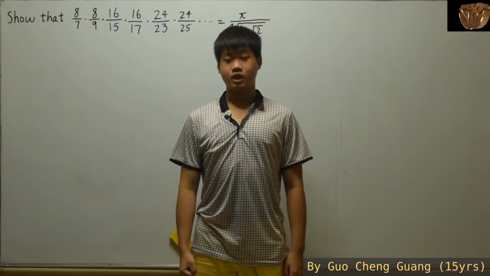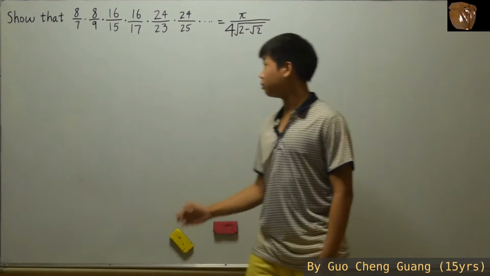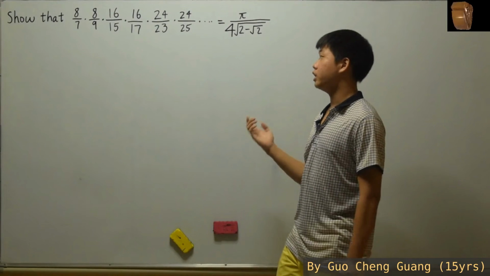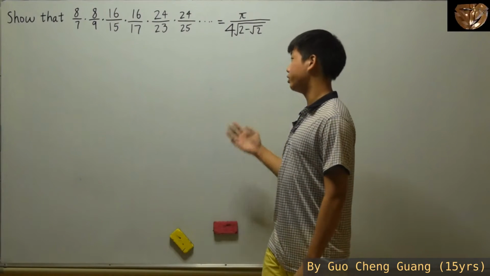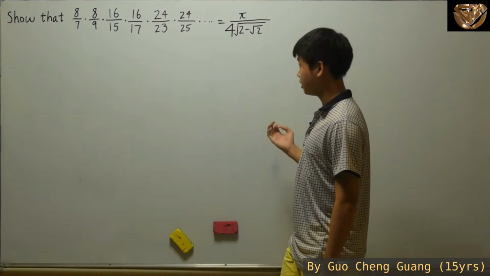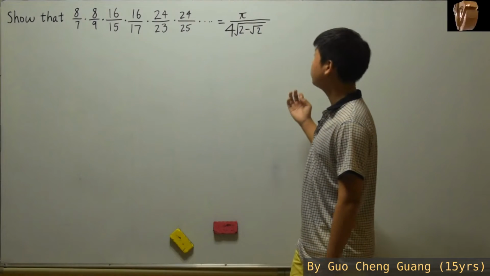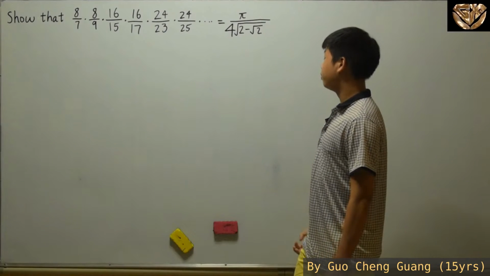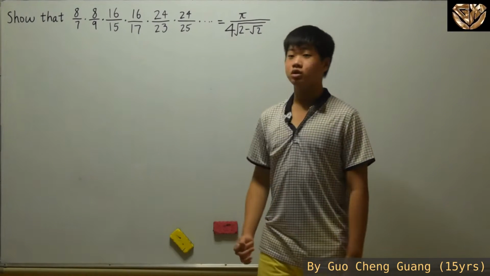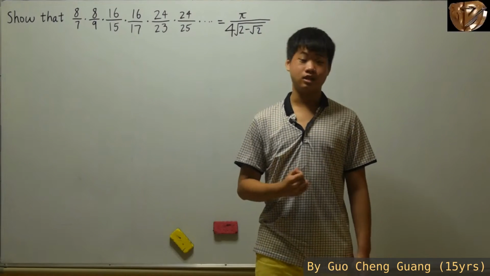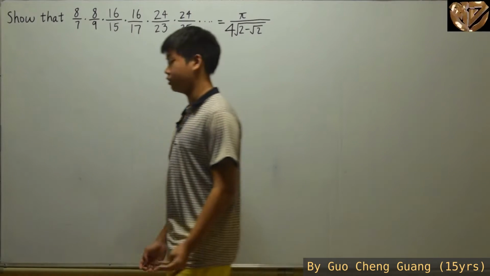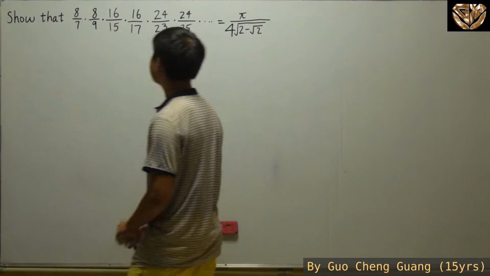In this lesson on limits calculation, we're taking a look at the example we have here. For this example, what we need to do is to show that 8/7 multiplied by 8/9 multiplied by 16/15 multiplied by 16/17 and so on is equal to pi over 4 times the square root of 2 minus the square root of 2. So what exactly is this kind of example? And you might even be wondering, how is it considered as limits?